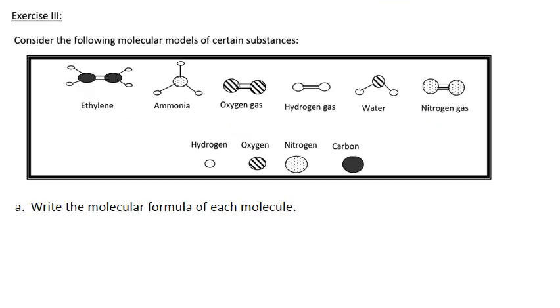Thank you. Okay, exercise 3. Consider the following molecular models of certain substances. Write the molecular formula of each molecule. Ethylene, C2H4. Okay. Ammonia, NH3. Okay. Thank you. Hamad, oxygen gas, O2. Hydrogen gas, H2. Selena, water, H2O. Selena, nitrogen gas, N2. Good.